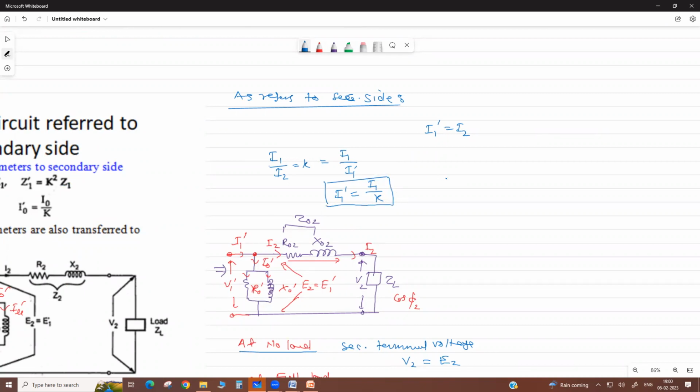Now voltage, this was talking about the current. Now voltage, like your V1 dash. Now current is divided, then voltage will be multiplied, like V1 dash equals K V1. Same like E1 dash equals K E1.